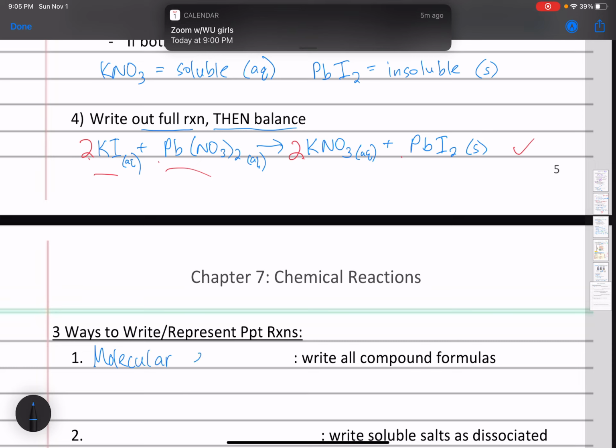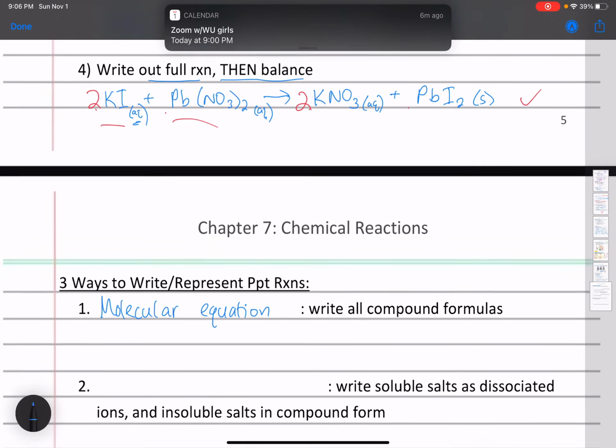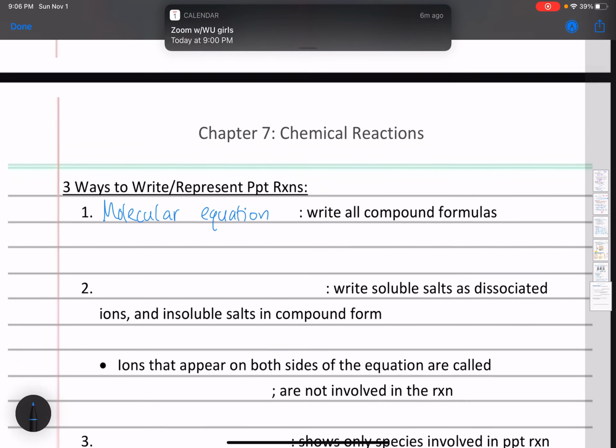The molecular equation. And that's one way to write out the equation for this precipitation reaction, where we've written out each of these salts as ionic compounds. But as we know, that aqueous state means that they're actually dissociated in solution. So there's another way we can write it out.